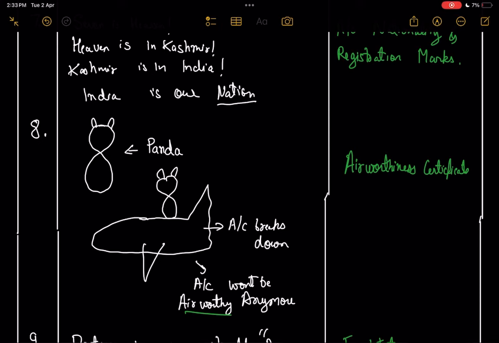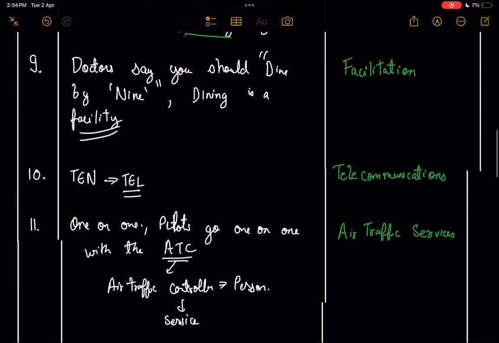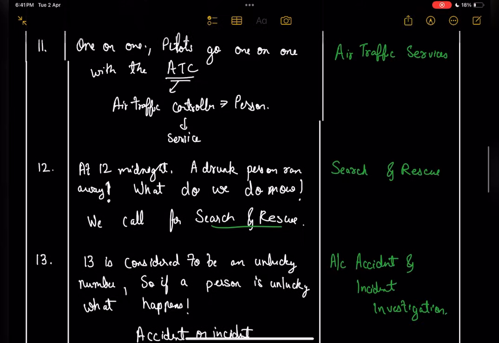Now look for Annex 8. 8 looks like a panda. Panda sits over our aircraft. Aircraft will break down, but you say aircraft won't be airworthy anymore. So Annex 8 is airworthiness certificate. Dine by 9. Dining is a facility. So Annex 9 is facilitation. 10. 10's spelling is T-E-N. Annex 10 is TEL. TEL refers to telecommunication.